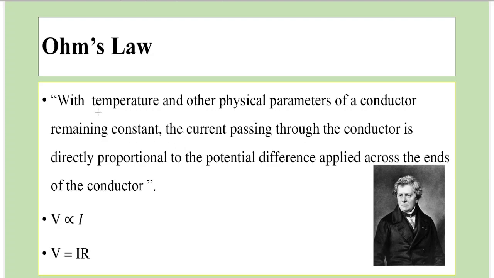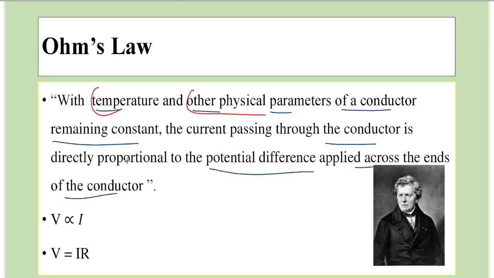It states that with temperature and other physical parameters of a conductor remaining constant, that is, for a given conductor, its temperature and other physical parameters should remain constant, the current passing through the conductor is directly proportional to the potential difference applied across the ends of the conductor. If we write this mathematically, it says the current through a conductor is directly proportional to the difference in voltage across its ends.